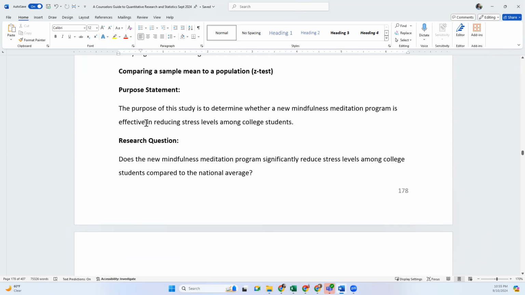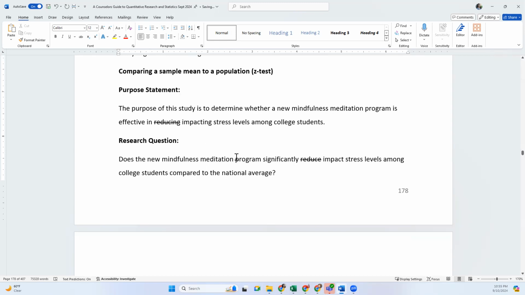If you had given me these purpose statements, I would probably have you change this to "effective in impacting stress levels." And then the same thing here. Unless you had a lot of evidence already to support this, I would encourage you to use a two-tailed test. So we're going to do that here.